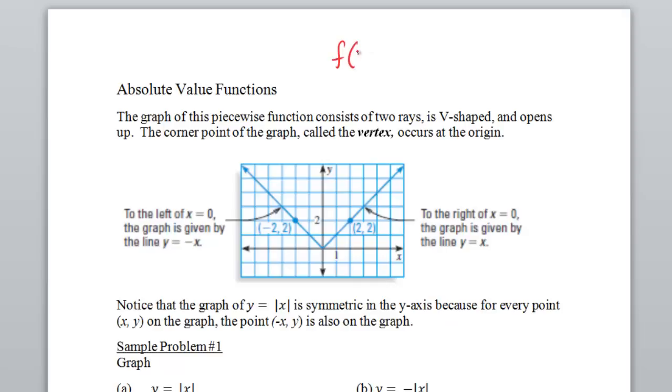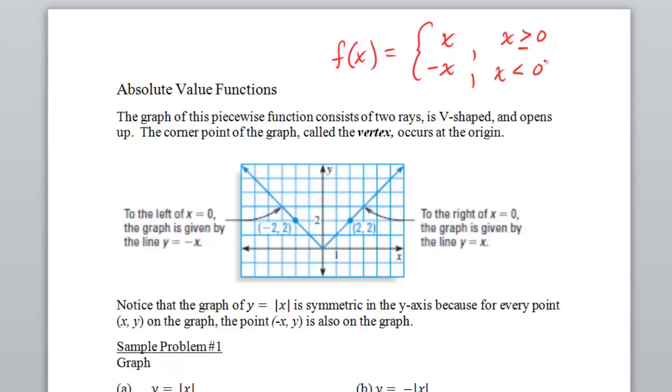So if I said f of x equal to x or negative x, but over a range of x values. So for x, we want all of the x values greater than 0. We could say equal to 0. And for negative x, we want all the x values less than 0.